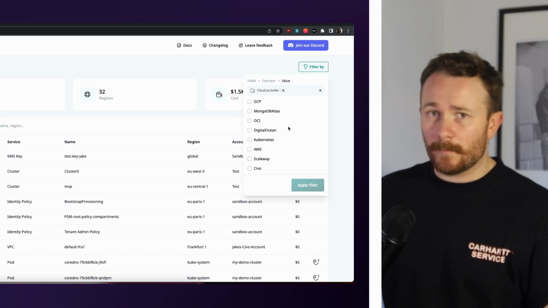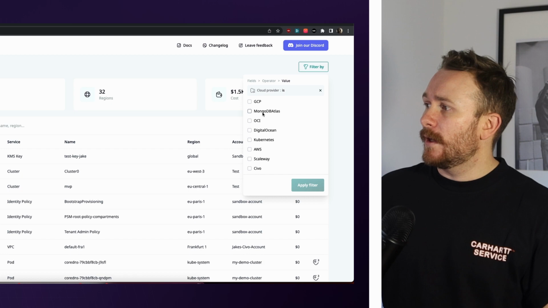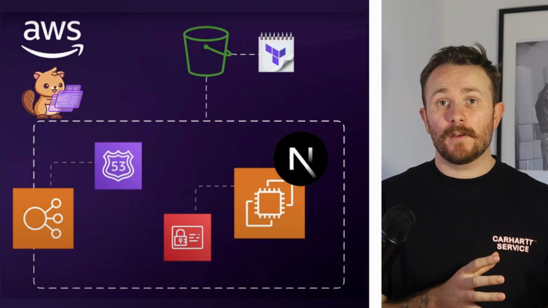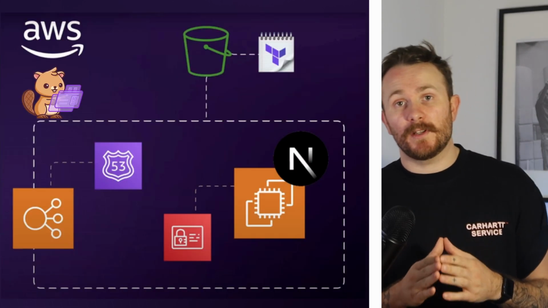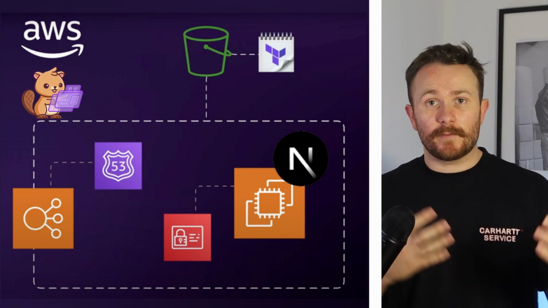So as you can see here, I have a bunch of cloud provider sources such as GCP, AWS, Scaleway, MongoDB Atlas. Okay, so let's think of a use case that might be common in your environment. Imagine if you're a team lead, an SRE or DevOps engineer, and you're in charge of a specific app. What's more than likely the case is that you're also going to be in charge, or someone close to you is going to be in charge, of the cloud resources that software runs on.